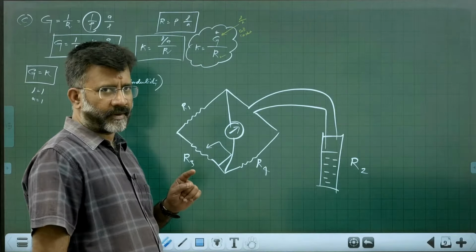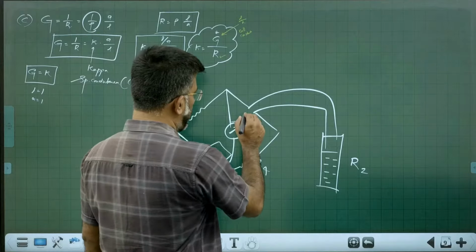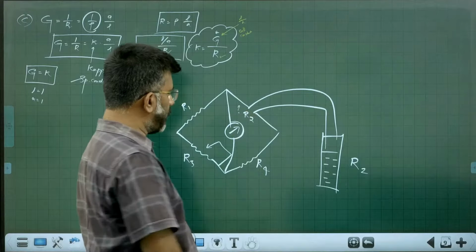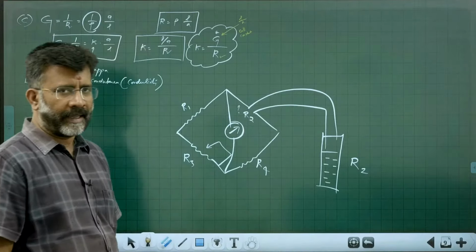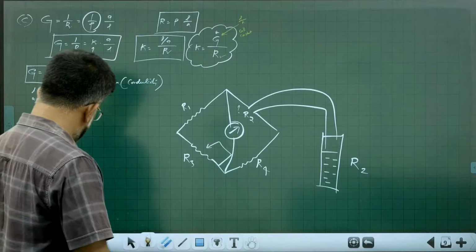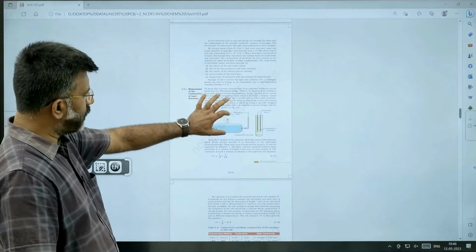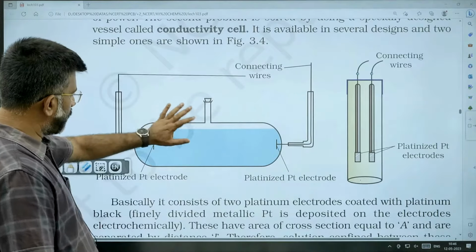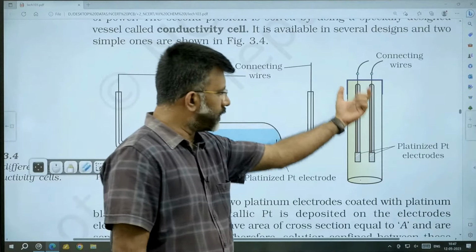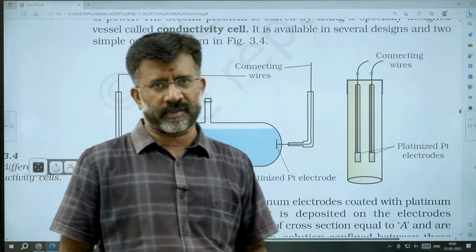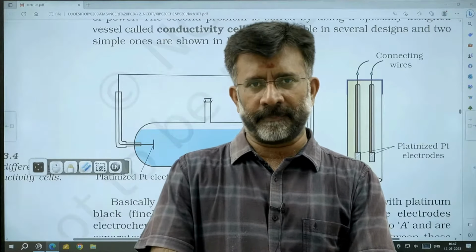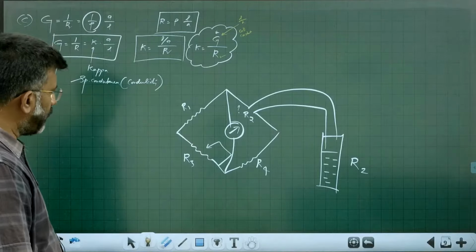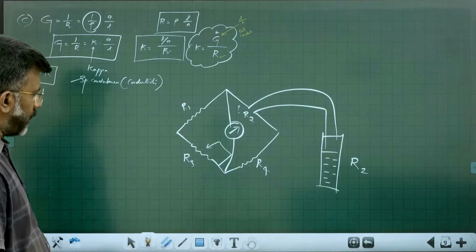R1 is a fixed resistor. This is R2, the resistance we need to find out. This is actually the resistance of a solution taken in a conductivity cell. This is a typical conductivity cell which we can use in the laboratory. There is a horizontal and a vertical conductivity cell. This is a conductivity cell of the horizontal type. This is a vertical type conductivity cell. It will have a constant called the cell constant, L by A, length by area. Right? So that value will be fixed and available. Once you know the resistance, you can find out the kappa value.